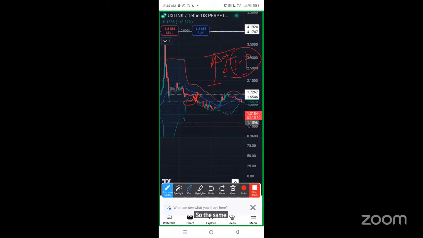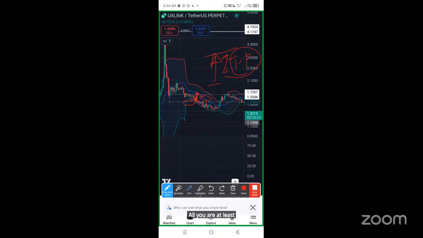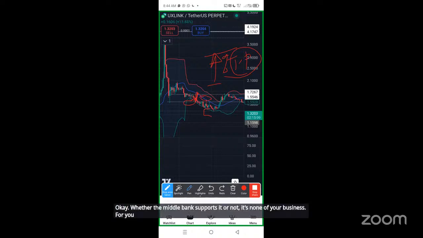You will not assume that the market price is going to come and break above the middle line. All you are at least sure of is that the price, upon touching the lower band, will pick up slightly. It will move away from the lower band towards the middle band. Whether the middle band supports it or not, it's none of your business. You are interested in taking profit from that small movement. So you enter from the lower band and take profit to the middle band.